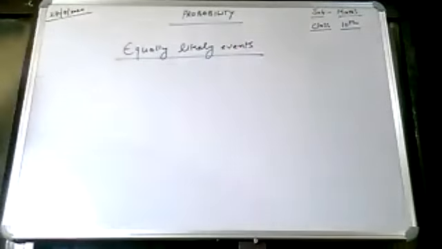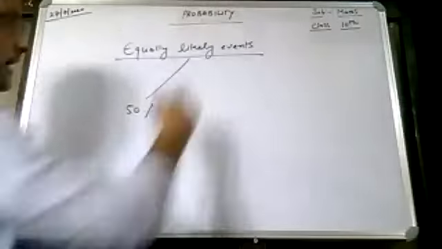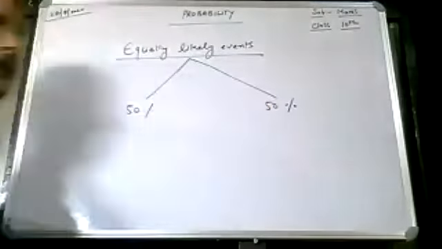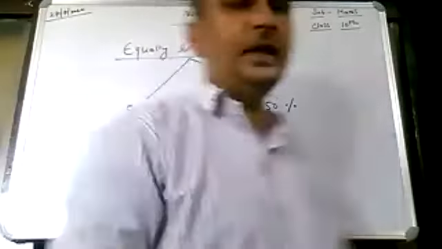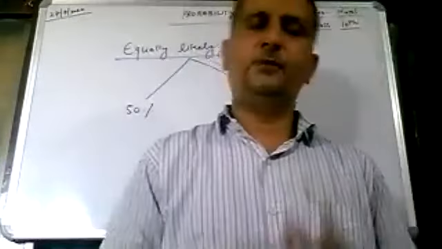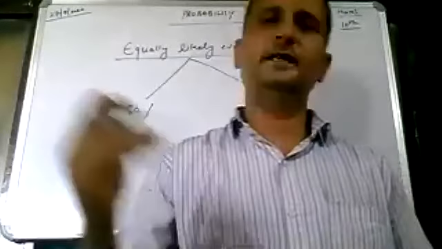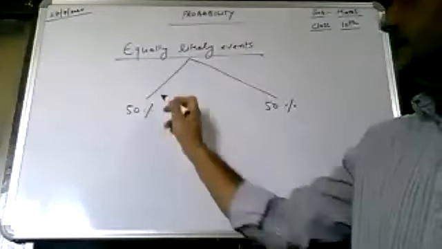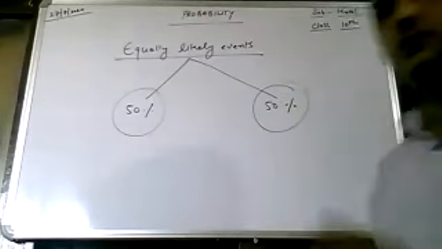You will understand, and the question will come to you by itself. Equally likely events means 50% probability of the event happening and 50% probability of it not happening. For example, class, if you toss a coin, there is 50% probability head will come and 50% probability tail will come. So equally likely events means 50% occurrence and 50% non-occurrence.